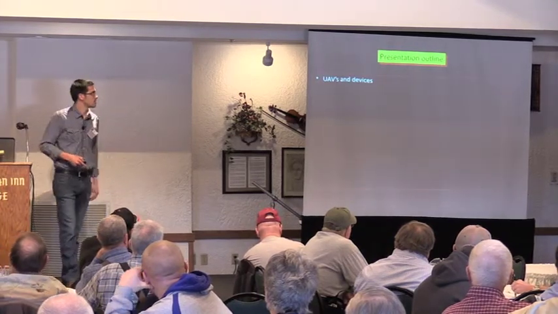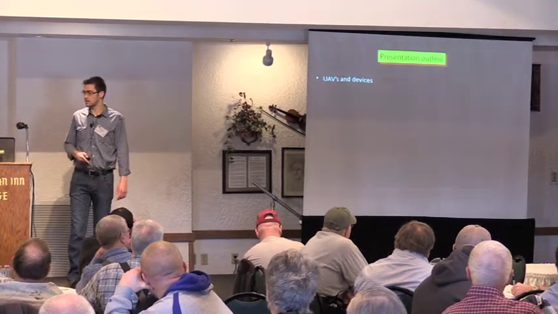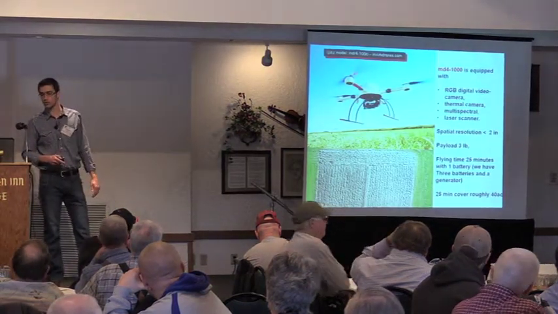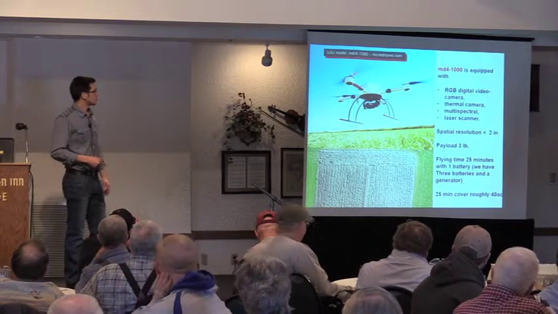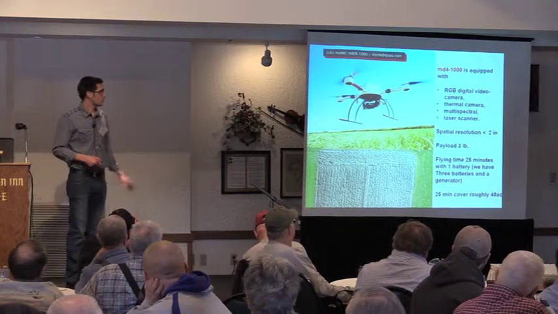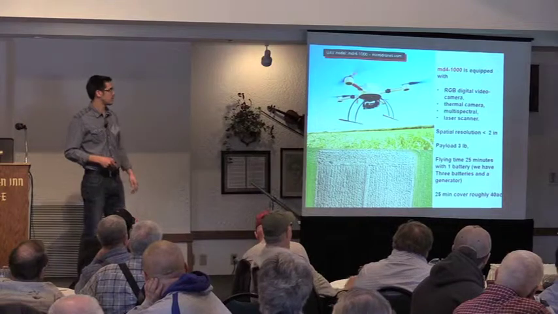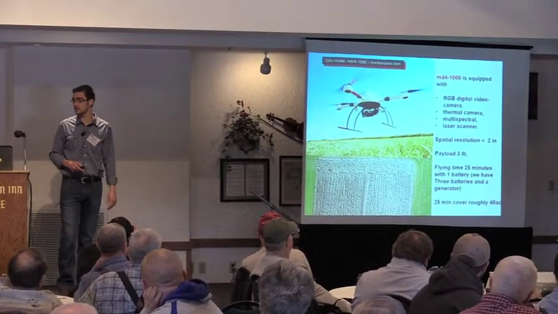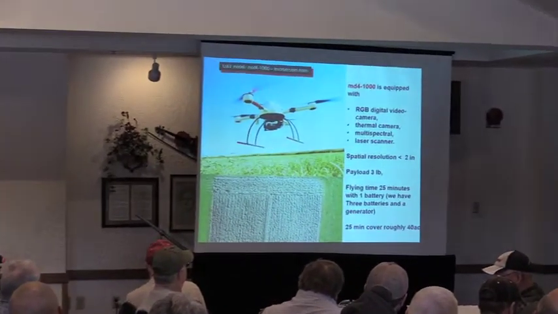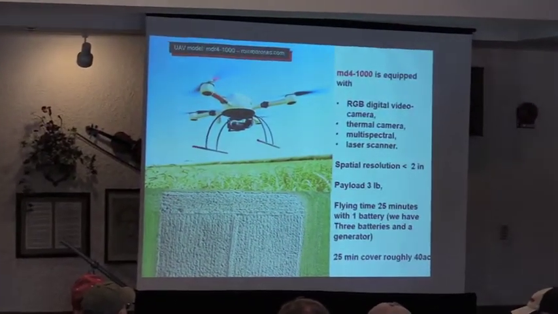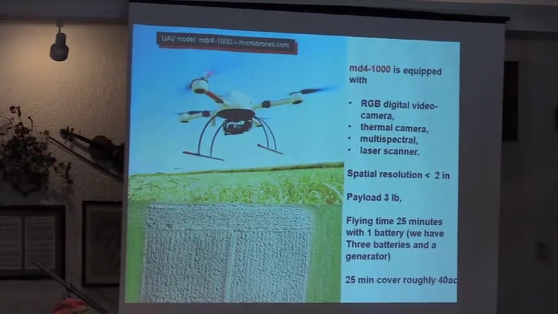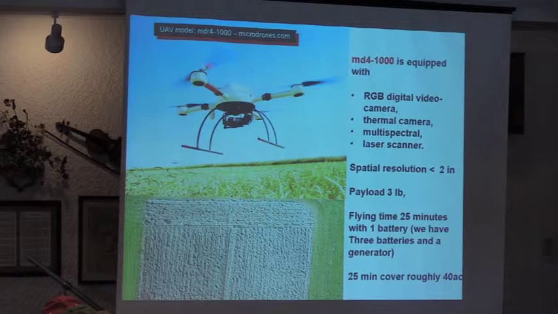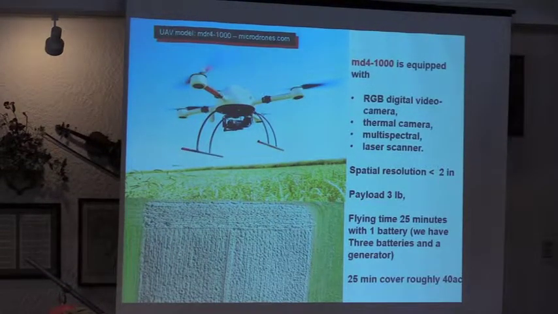So let's first describe the UAV and the devices. The lab has acquired a micro-drone MDR 4000. This drone has a spatial resolution of lower than 2 inches and a payload capacity of 3 pounds. The flying time is 25 minutes, and we have 3 batteries and 1 generator, so basically we can fly continuously over the field. We consider that we can cover 40 acres in 25 minutes.